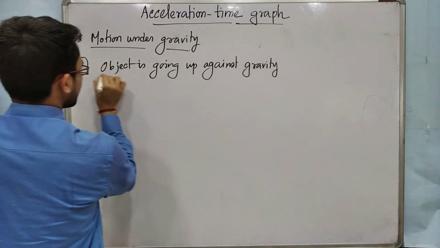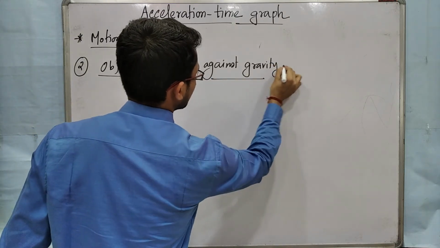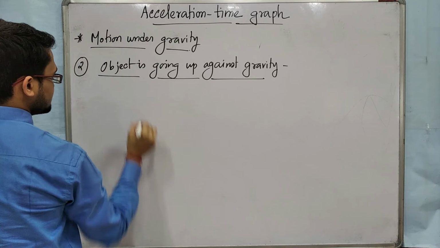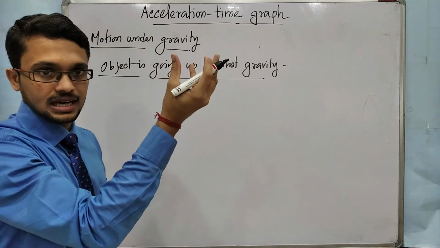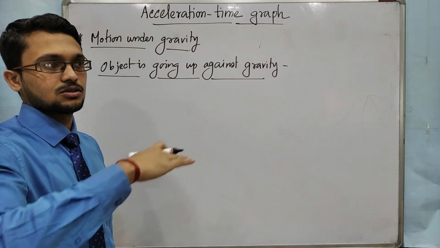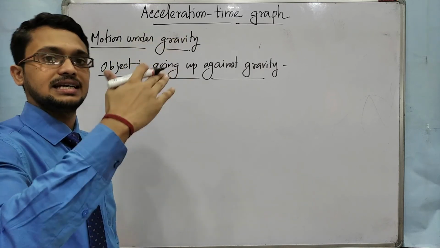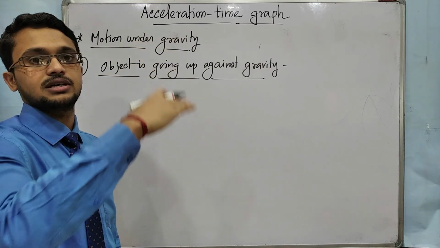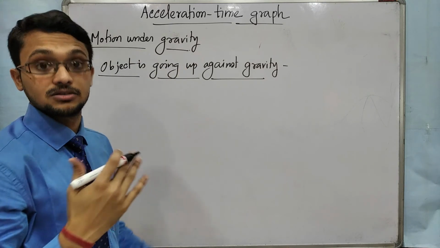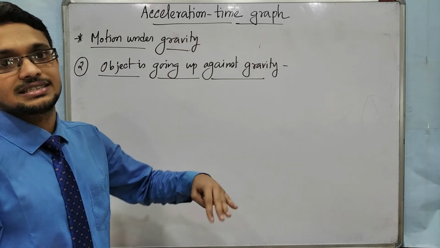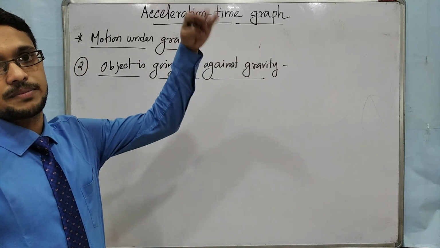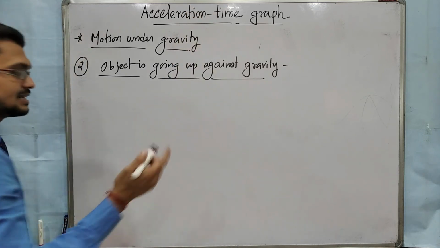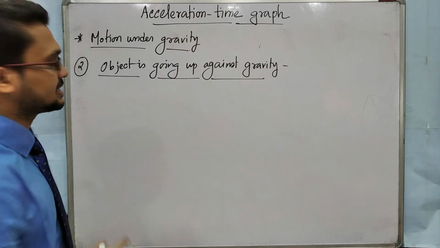Okay, that means here object is going up. So object is going up, that means what will happen? As it goes up, its velocity will decrease. Okay, its velocity goes on decreasing, and at some height its velocity will be 0. So velocity is decreasing, right? As it goes up, velocity is decreasing. So decreasing velocity means retardation.